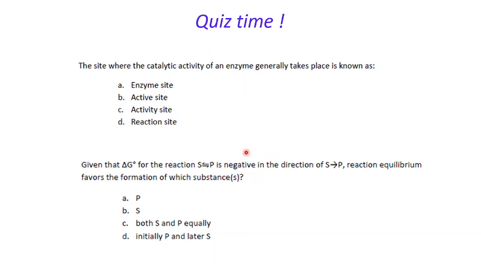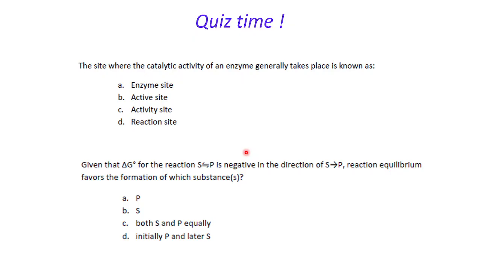Okay, now let's get into quite simpler things. The site where the catalytic activity of the enzyme generally takes place. So let's try this too. Where does the catalytic activity of an enzyme take place? Okay, I've got one answer. B, active site. Yes, that's the active site. That's correct. It's the active site.